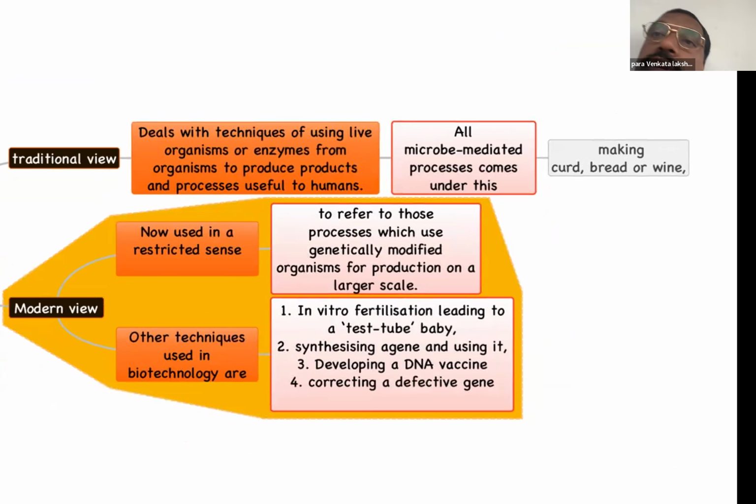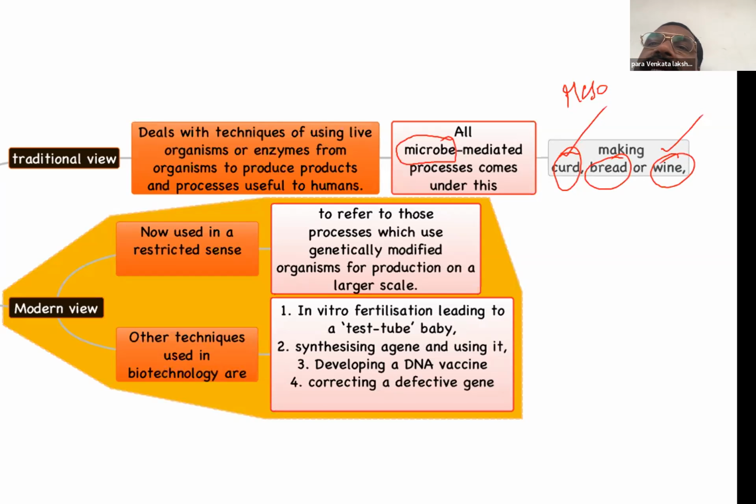If you see the traditional view, though the name of biotechnology may be new, we have been using biotechnology. Because what is biotechnology? If you use microorganisms anywhere, that means you are using biological organisms. If that process is microbe-mediated, then that is biotechnology. In the manufacturing of curd, bread and wine, we are using different varieties of microbes. We say biotechnology is of recent origin, but since Mesolithic times we have been using these products. That means biotechnology was there.